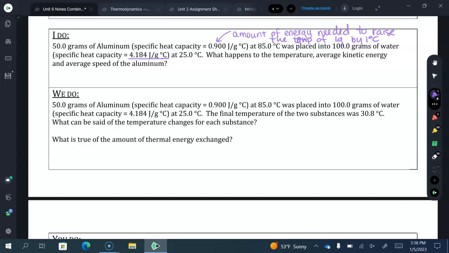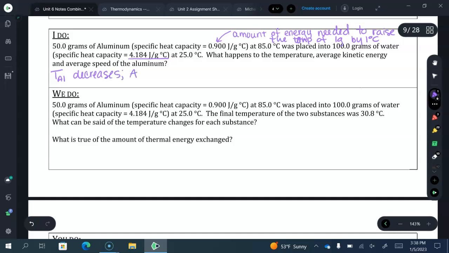So when we look at these, what happens to the temperature, average kinetic energy, and average speeds of aluminum? For this, the temperature of aluminum, if we're putting something very hot into something cold, we should see that the temperature decreases. Because our temperature is decreasing, the average kinetic energy is also going to decrease because those are the same thing. And we should also see that the average speed also decreases.